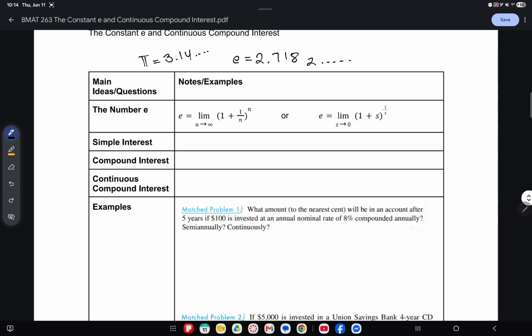And here's a limit definition of what e is. All right, so e is the limit as n goes to infinity of 1 plus 1 over n, and then raised to the n. Or you can think of it as the limit as s goes to 0 of 1 plus s all to the 1 over s.